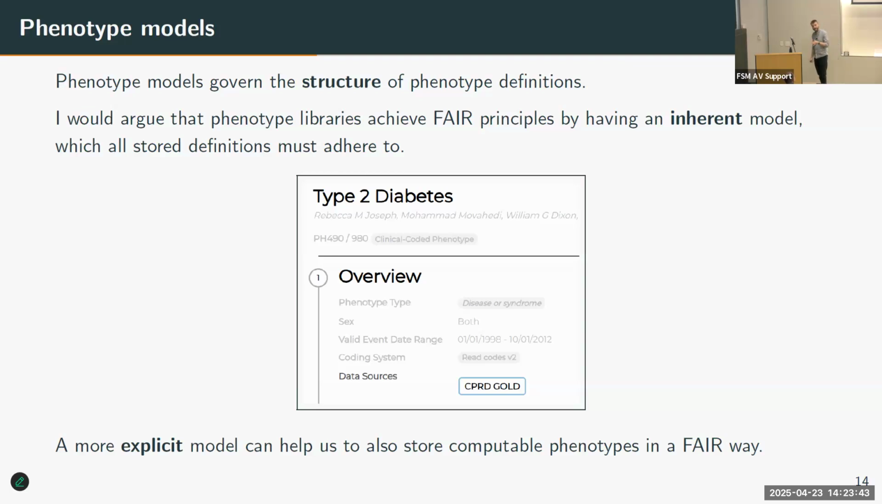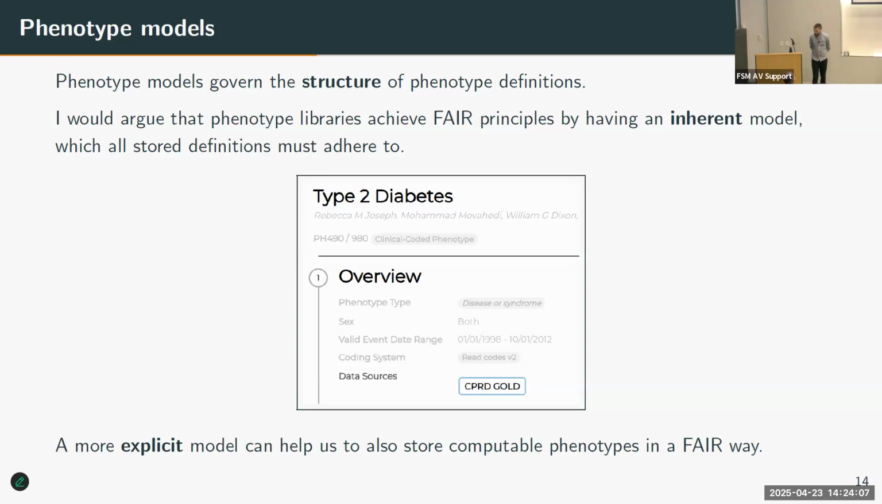They have what I would say is an inherent model. They might not be calling it that. They might call it a schema or something like that. But they are using a model for how phenotype should be, what data they should include. When people who have built the HDRUK phenotype library say, well, part of what you need to include is your data source, what they're really saying is we have a model for a phenotype that includes having to specify what data source you've built against.